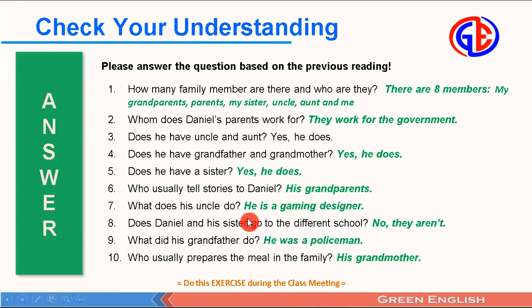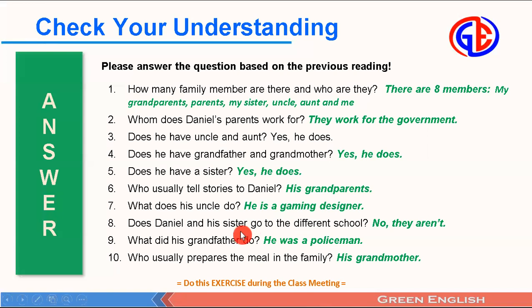Next, number 7. What does his uncle do? His uncle is a gaming designer. So by he is, it means it's not Daniel. Remember, ketika di sini aku bilang he is, itu bukan tentang Daniel, tapi tentang his uncle. Okay, next, number 8.